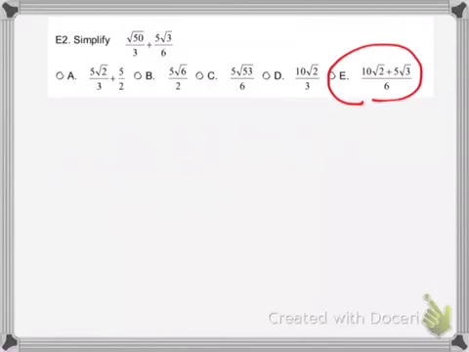On this one, simplify the square root of 50 plus 3 over 3 plus 5 square roots of 3 over 6. And if you simply put that in the calculator the way it is, you should be able to get the correct answer. But it might not be in the same exact order, so check it out and see if you can get that same answer.